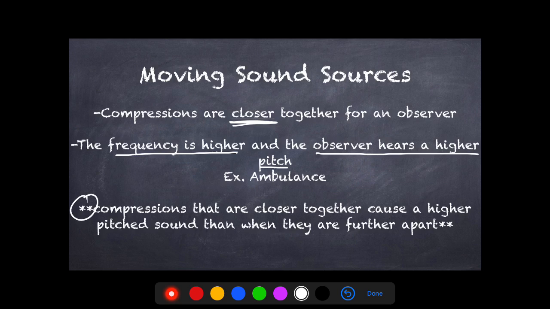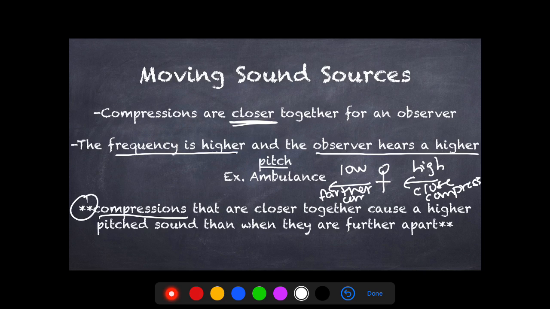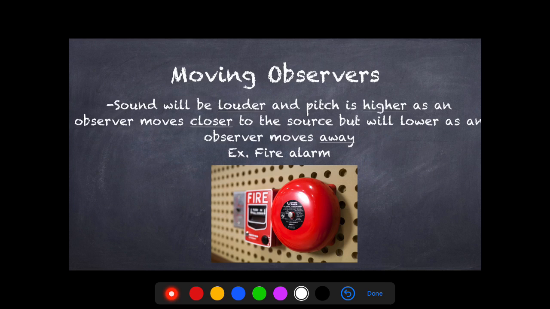Compressions that are close together cause a higher pitch sound than when they're further apart. So if the ambulance is coming towards you, you're going to hear a high-pitched sound. When the ambulance has passed you and is going away from you, you're going to hear a low-pitched sound because of how far apart the compressions are. So you're going to have close compressions here, therefore producing the high-pitched sound, and you're going to have farther compressions here from each other, which is going to produce a low-pitch sound.